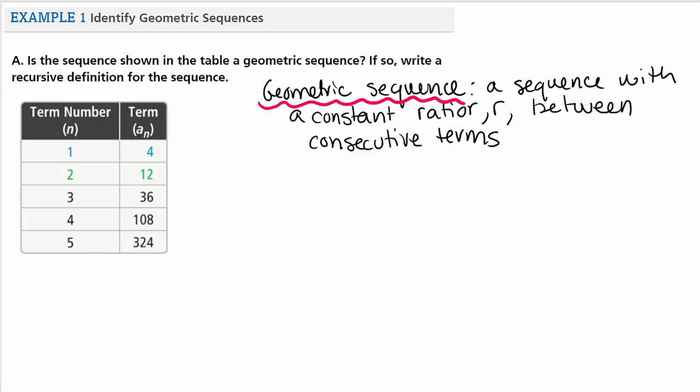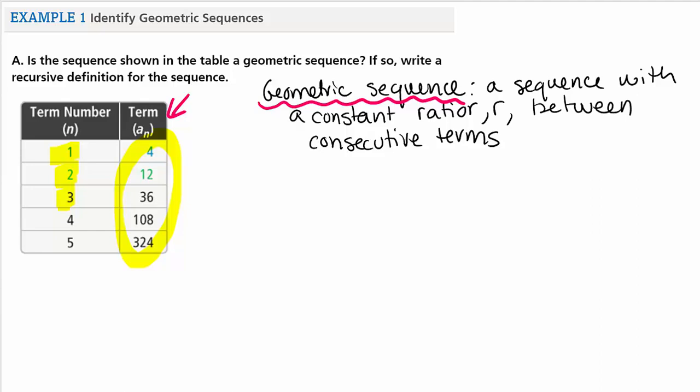We need to identify that common ratio, so we're going to look at this second column, which is our a sub n column. Remember from arithmetic sequences that n represents the position of the sequence, so position 1, position 2, position 3. It has to be a natural number. It cannot be 0, and it cannot be irrational or decimal. And then the value of the term is the second column.